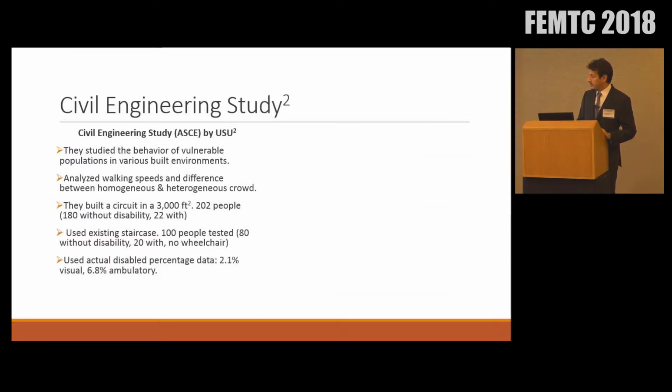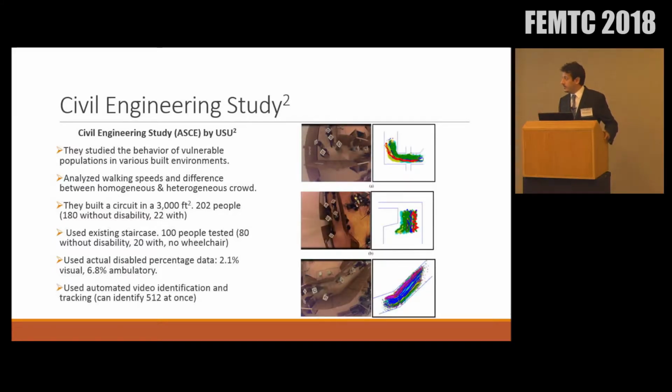They used actual disabled percentages found from medical studies: 2.1% visually disabled and 6.8% ambulatory disabled. A great thing done here is they used an advanced automated video identification tracking system. Each yellow square represents a person, and it fully tracked their trajectory over the whole circuit they built. So they really got great quality of data.